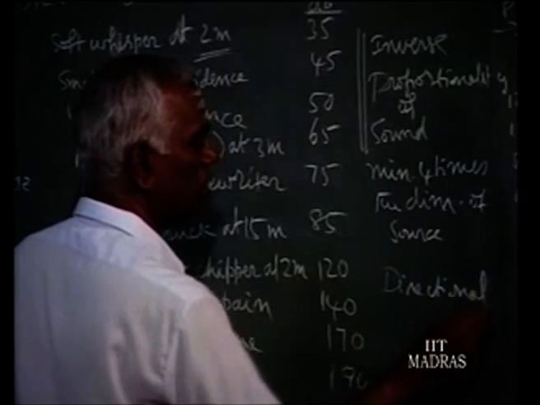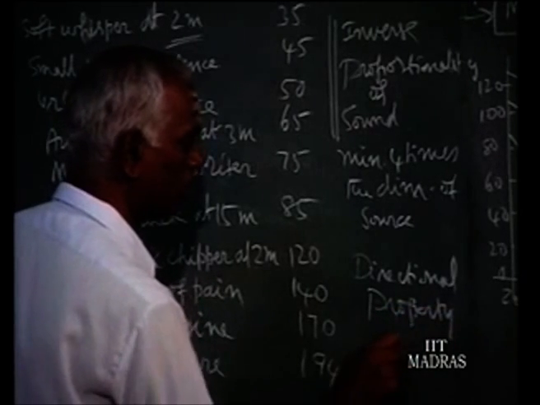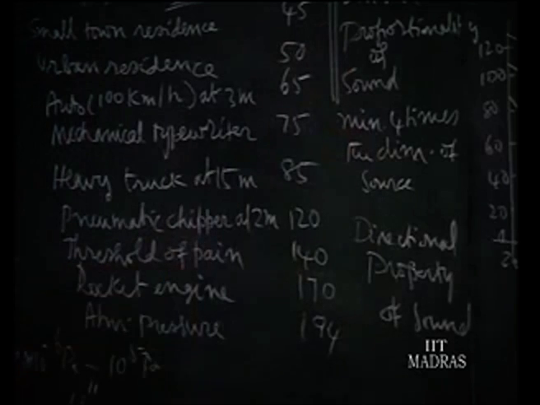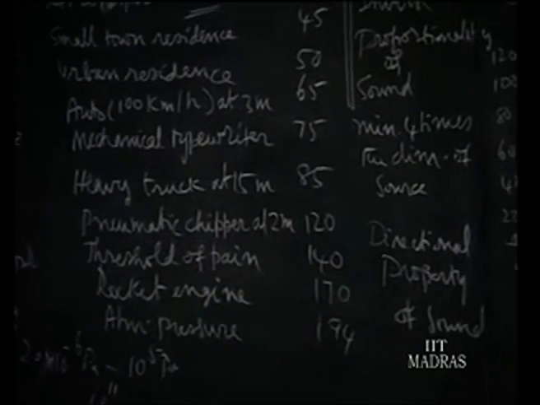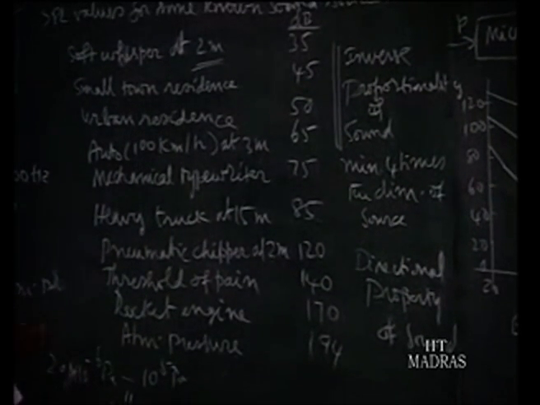This is the directional property of sound. Both of these, the inverse proportionality of sound and the directional property of sound, will be valid only when we measure the sound in an open space. There should not be any nearby wall.